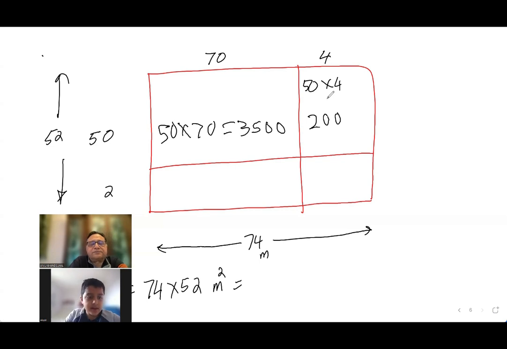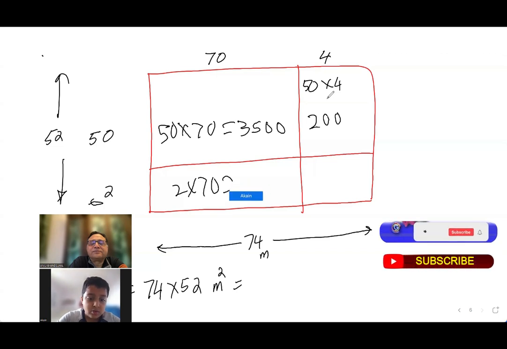Next, and then you're done with multiplying with 50 both the numbers. Then you have to multiply with 2, the bottom number right there. So that's 70 times 2. Don't worry about the 0. There's 7 times 2. That's 14, and that's 0. That's 140. Correct. 2 times 70 equals 140. Correct. Then you have to do 4 times 2, which is easy. 4 times 2 equals 8. Yes.